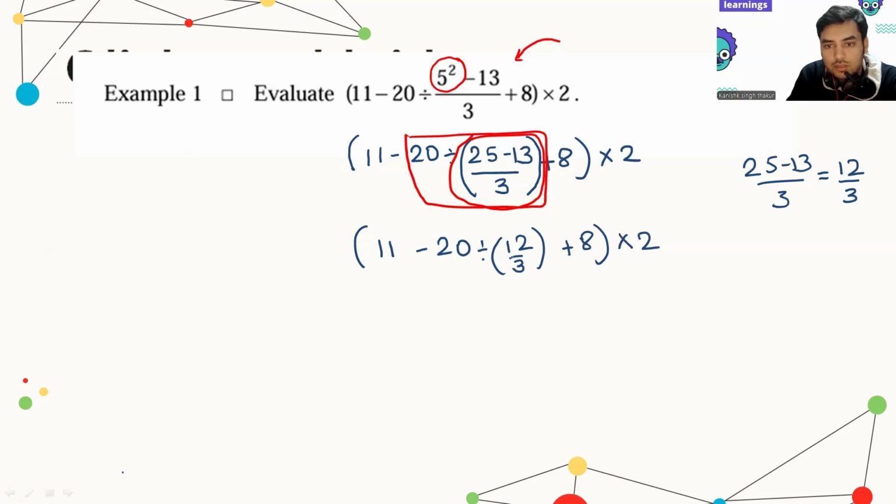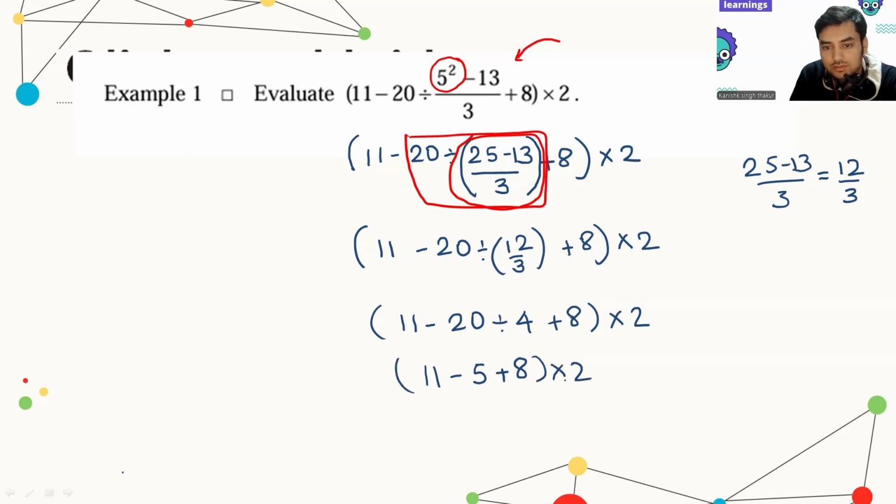Now 12 divided by 3 is 4. So I can write 11 take away 20 divided by 4, plus 8 times 2. 20 divided by 4 is 5. 11 minus 5 is 6. 6 plus 8 is 14, times 2 is 28, right?